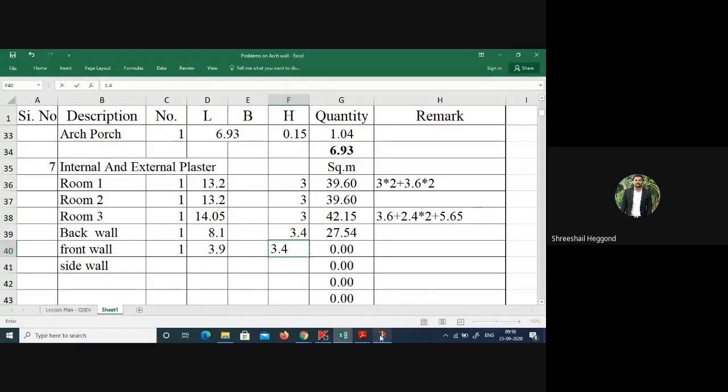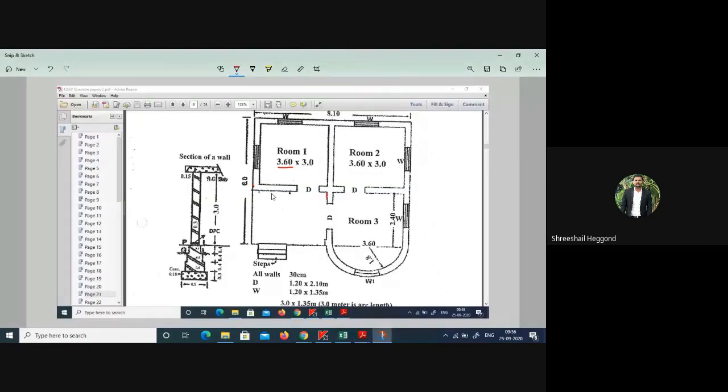Why? Because from a plinth level this wall will be up to slab. But below plinth level, up to ground level, this will be there. Steps is there, na? There also plastering will be there. Therefore, you can consider total as 3.4 only. Okay, that can be written.